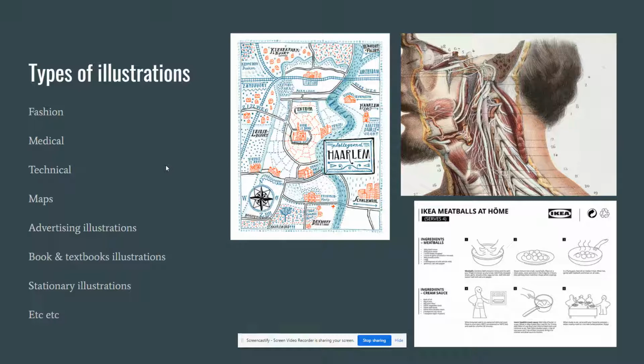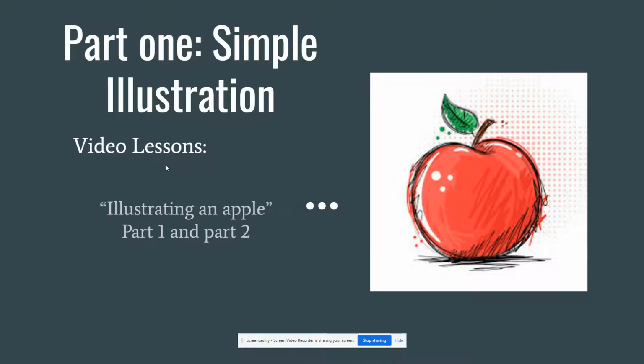And then beyond that, very simple things like directions to those IKEA terrible cabinets that you buy and try to put together. Somebody had to do those little drawings. Okay. So fashion, medical, technical, maps, advertising, books and textbooks, which we're familiar with, and stationery, which is where we are going with this project.